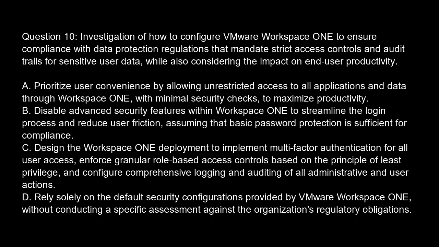Option B. Disable advanced security features within Workspace 1 to streamline the login process and reduce user friction, assuming that basic password protection is sufficient for compliance. Option C. Design the Workspace 1 deployment to implement multi-factor authentication for all user access, enforce granular role-based access controls based on the principle of least privilege, and configure comprehensive logging and auditing of all administrative and user actions. Option D. Rely solely on the default security configurations provided by VMware Workspace 1, without conducting a specific assessment against the organization's regulatory obligations.